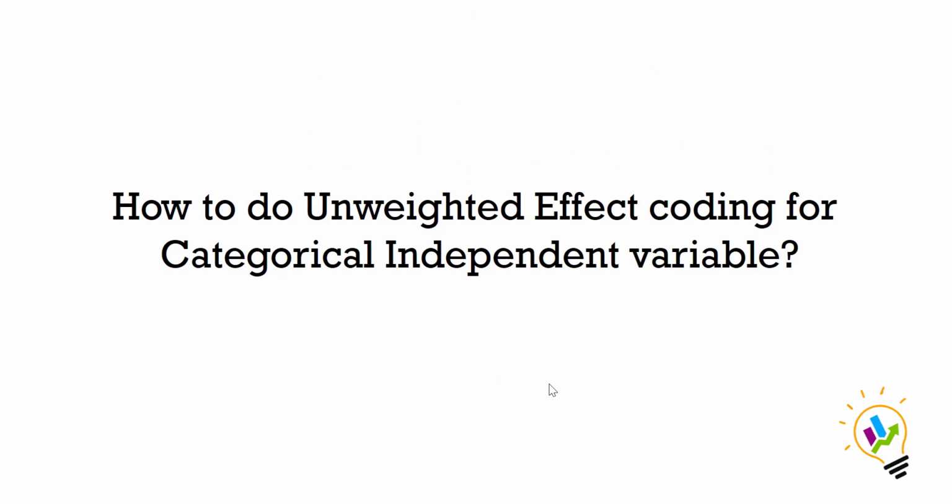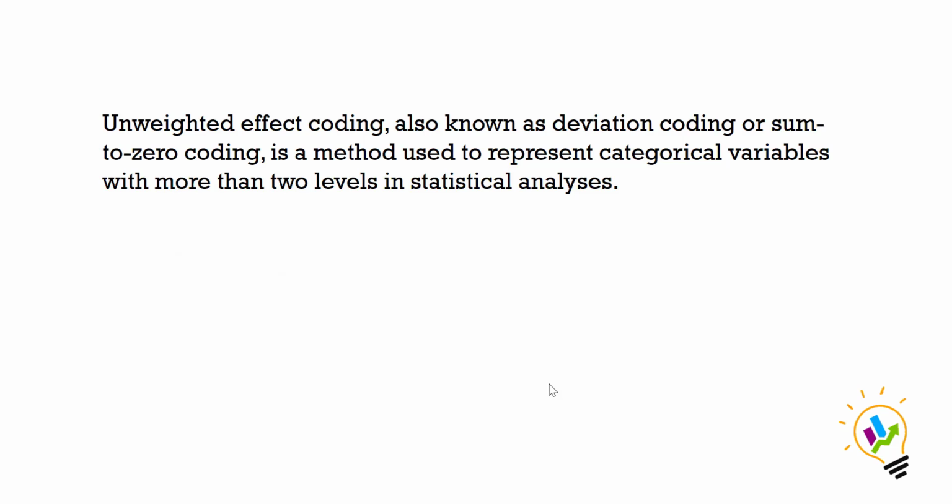How to do unweighted effect coding for categorical independent variables. Unweighted effect coding, also known as deviation coding or sum to zero coding, is a method used to represent categorical variables with more than two levels in statistical analysis.